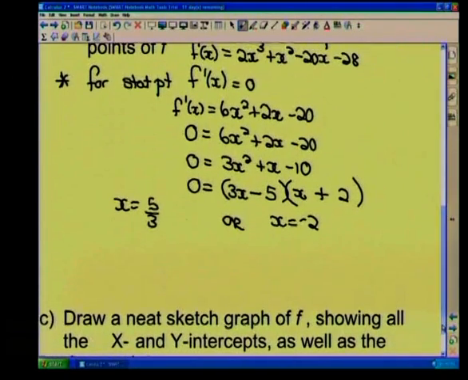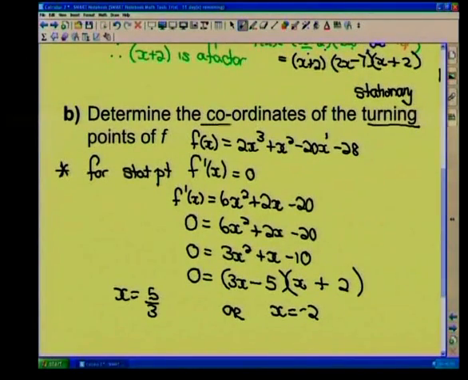Right, so next question says draw a neat sketch. But hang on, we're not finished. I just nearly forgot the most important part. They want the coordinates of this turning point. Coordinates mean we are looking for our x and our y value. We've got our x value, we need to go back and find our y value. So let's go to this and let's have a look.